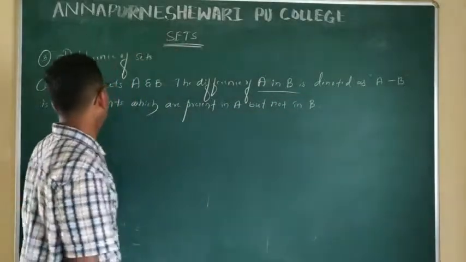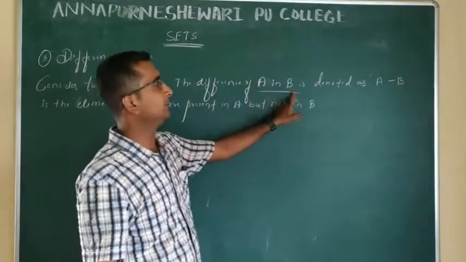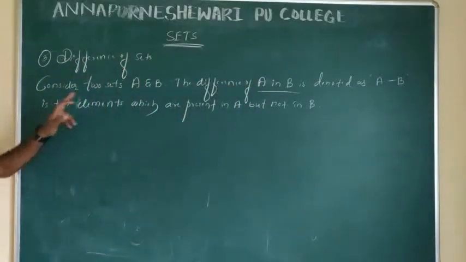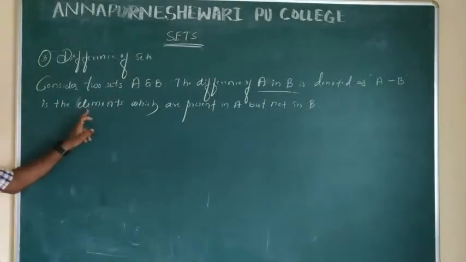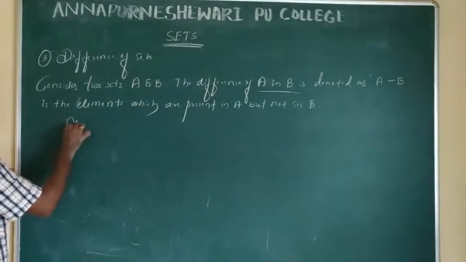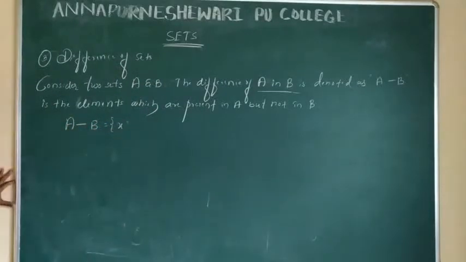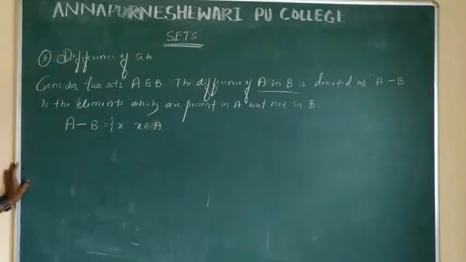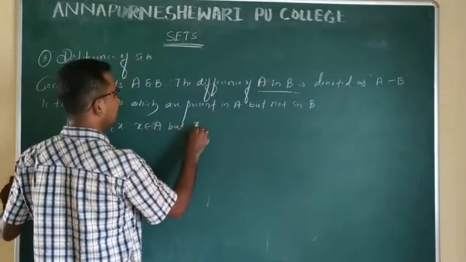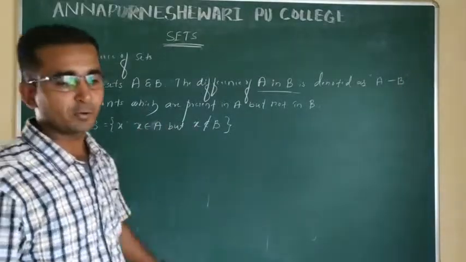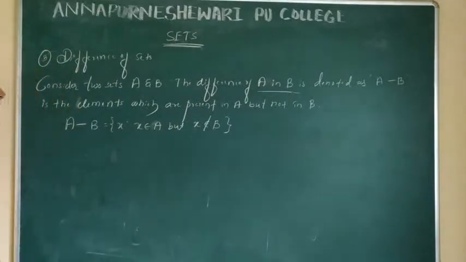Got it? Okay. So consider the two sets. The difference of A in B is denoted as A minus B. That is, A minus B means A in B. The difference of A in B is the set of elements which are present in A but not in B. So A minus B we write for all the elements X such that X belongs to A but X does not belong to B.